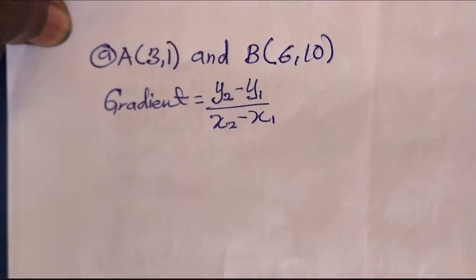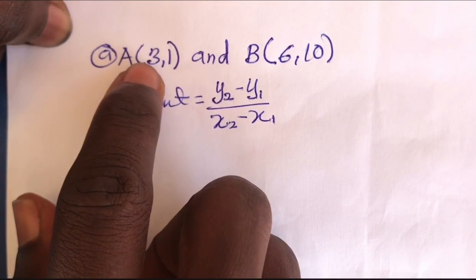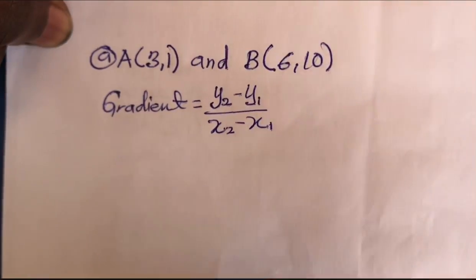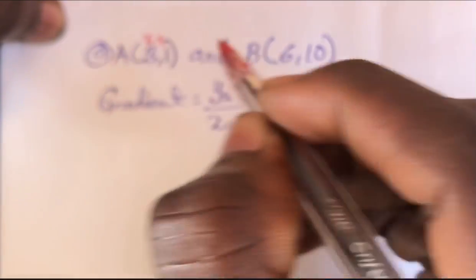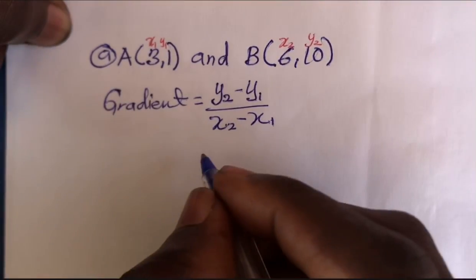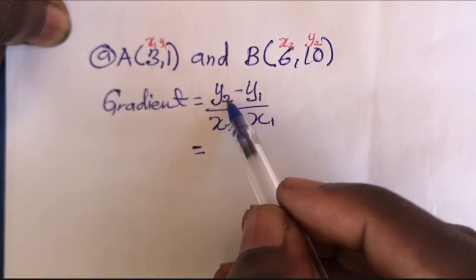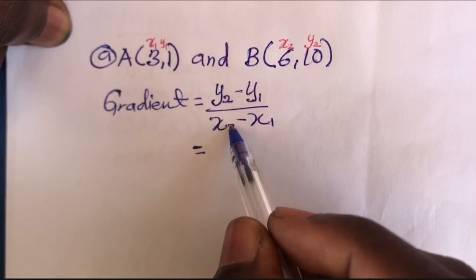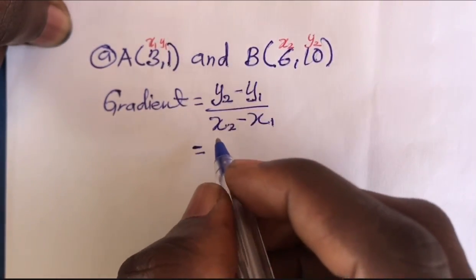So we are going to decide which of the coordinates or which of the points will be our first and which will be our second. So we will just pick our pencil and label this as, let's say, x1 and y1, x2 and y2. So we will replace the y2 with 10 and the y1 with 1. We are also going to replace the x2 with 6 and the x1 with 3. So let us do it.